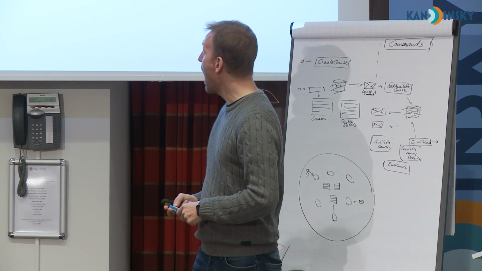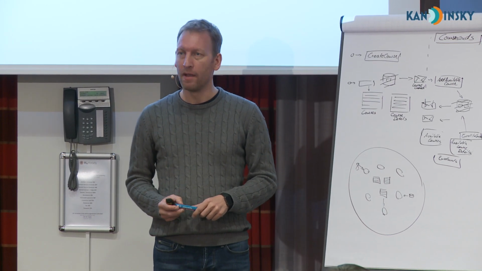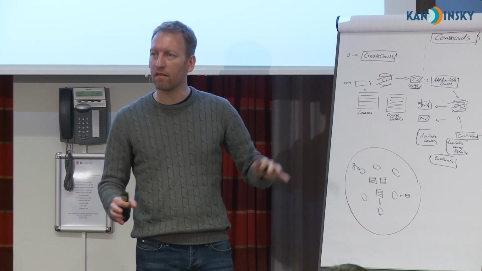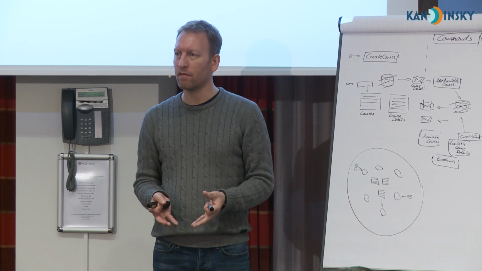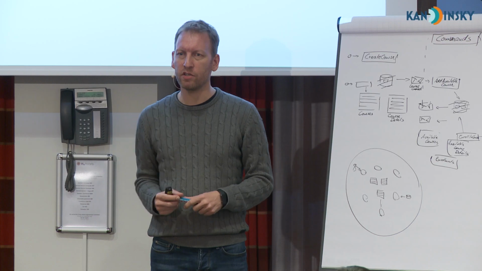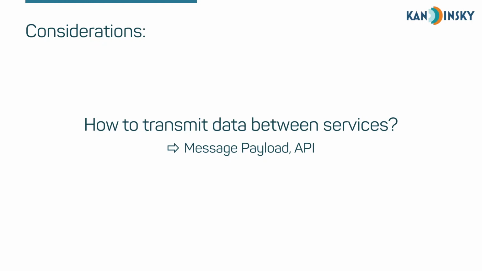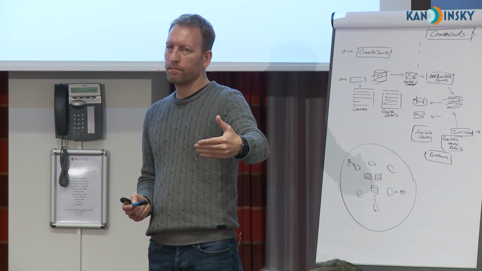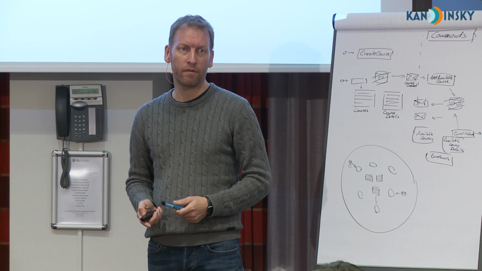Another consideration, how to transmit data between services. We could send messages back and forth. But what if I have a piece of information in here that is so large that my messaging system breaks? For instance, if I use SQS in AWS, the simple queue service, I have a limitation on the size of messages. So I might need to think about, do I want to have the payload as part of the message? Or do I want to have a pointer to an API where the downstream service could get the actual data, call it in a synchronous way? These are considerations. These are things that we have to think about.